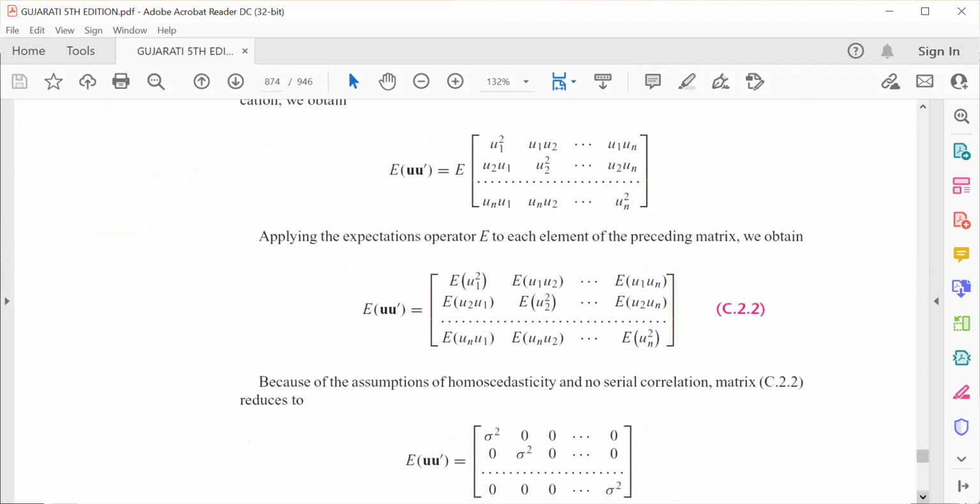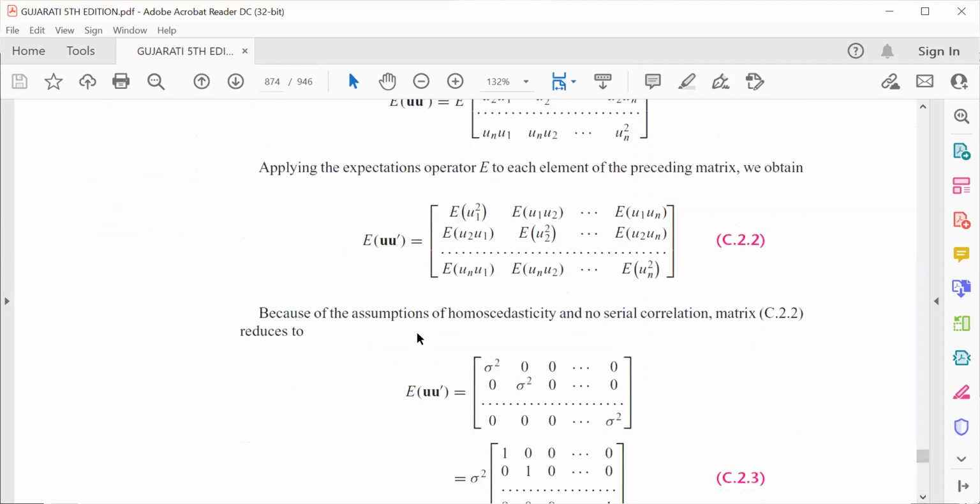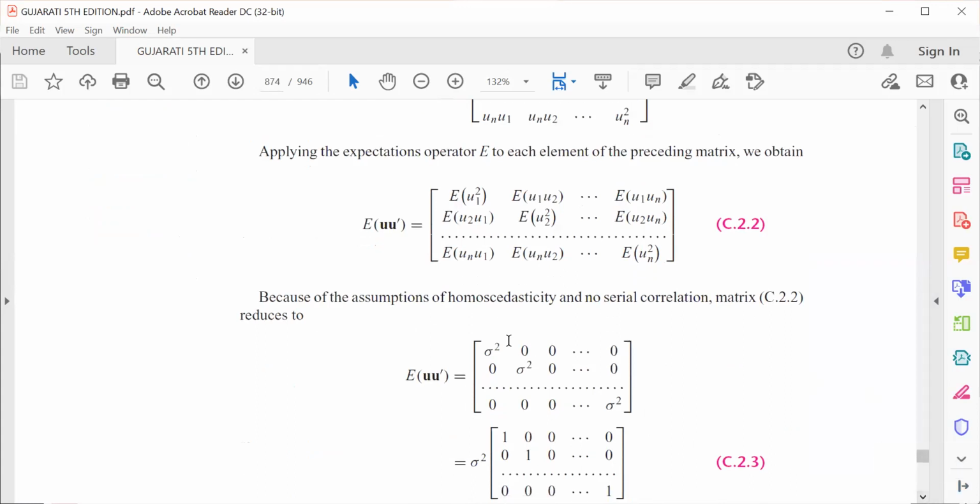This is the variance-covariance matrix. This is the variance for beta 1, this is the variance for beta 2, until the variance for beta k. These are the covariances, which we assume are 0.